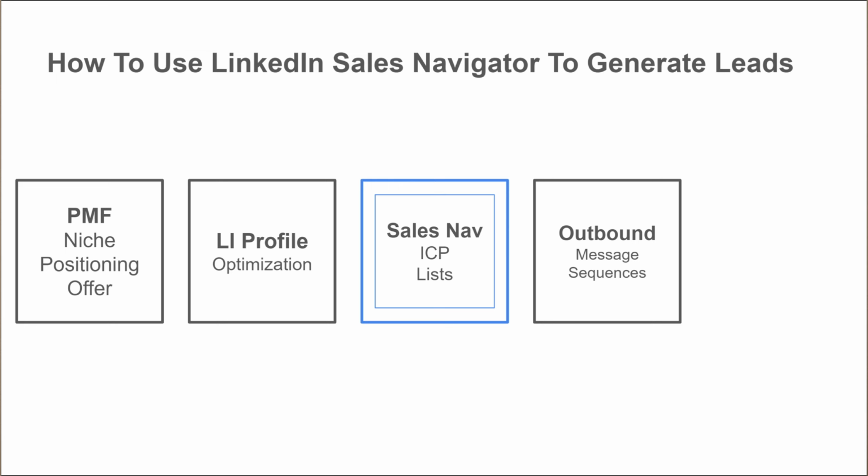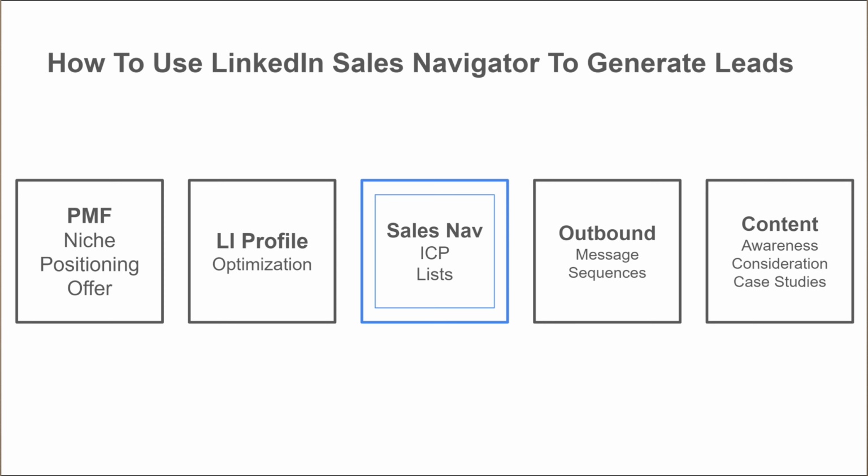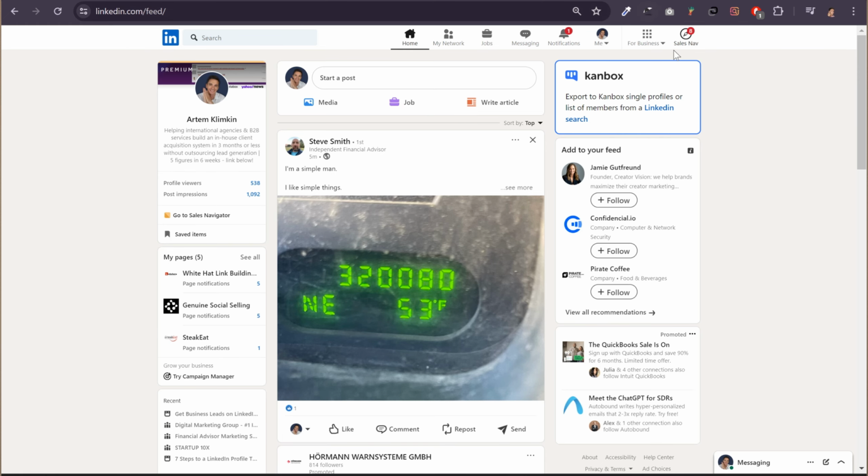However, not everyone will buy at this stage, and this is what the content is all about. So this is when you post awareness type content, consideration, using case studies, and other types of content. So now that you understand how the Sales Navigator tool fits into the entire lead generation process, let's finally look at it. To access the tool from your LinkedIn page, you go to this link right on the top right corner and open it up.